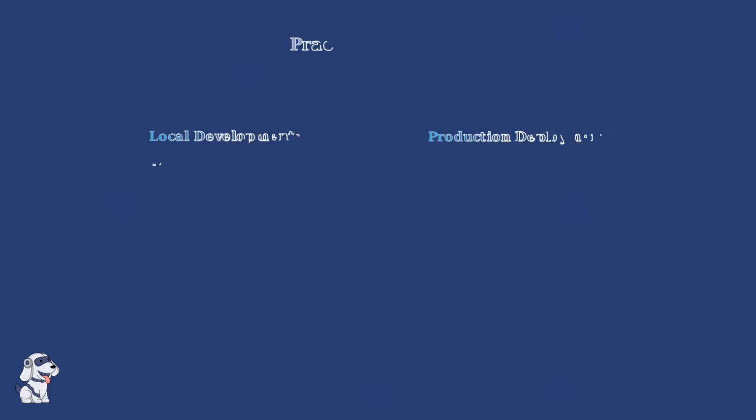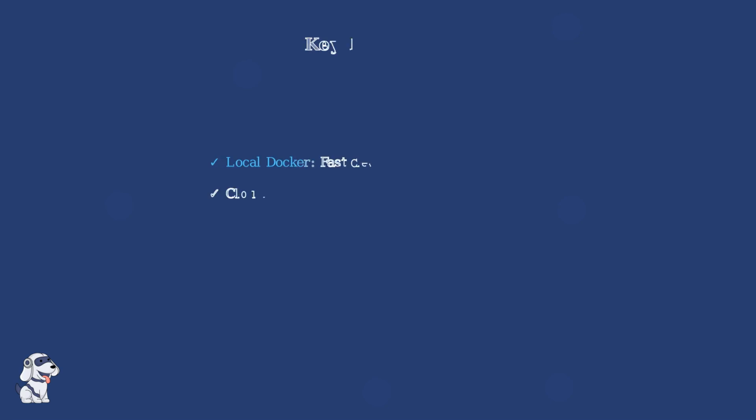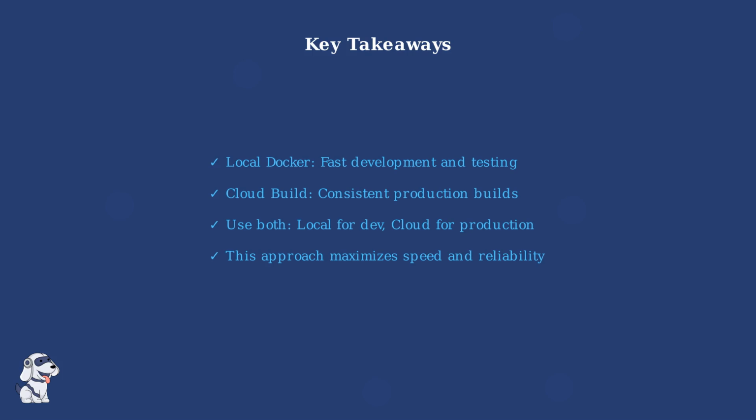Here's a practical example. During development, you might run docker build and docker run locally dozens of times as you refine your application. Once you're ready to deploy, you push your code and let Cloud Build create the production image. Key takeaways: local Docker is perfect for development with its speed and immediate feedback. Cloud Build ensures production consistency and scalability. Use local Docker to develop and iterate quickly, then rely on Cloud Build for your production deployments to Cloud Run.